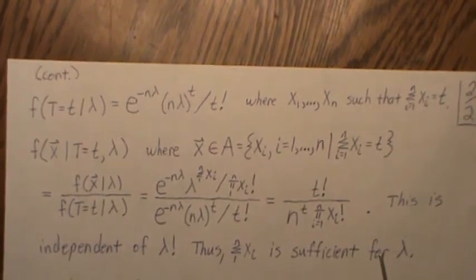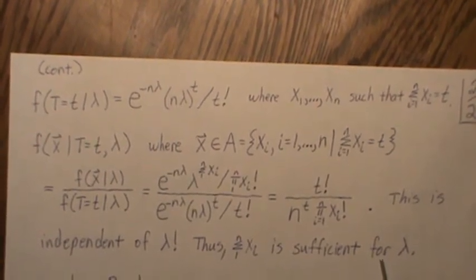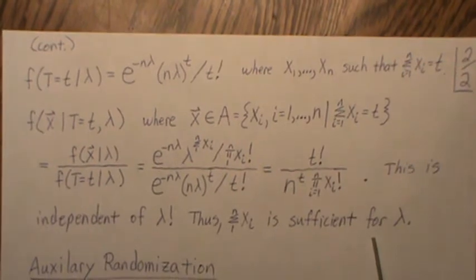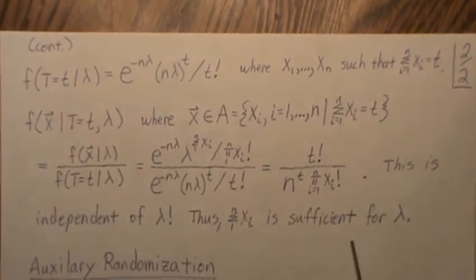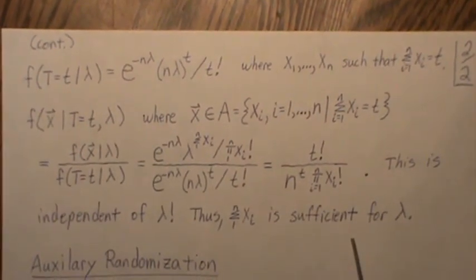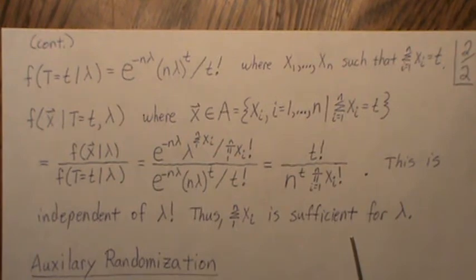So we can reduce the data to this sum, and then we can estimate lambda the same as if we knew all the data.